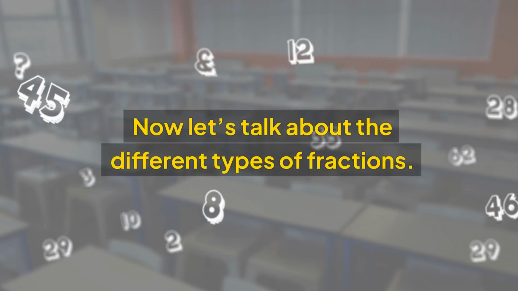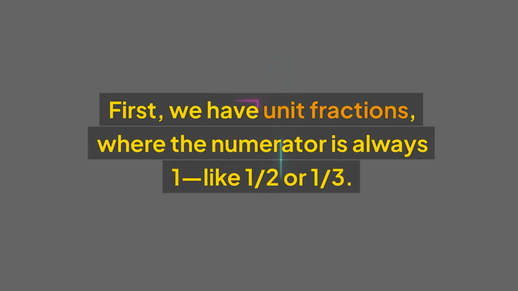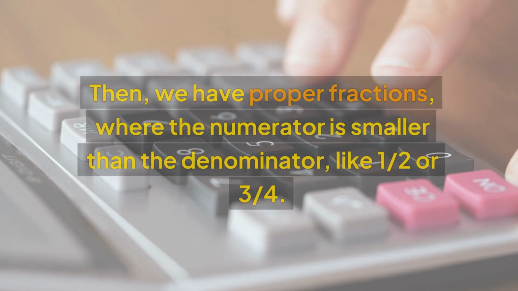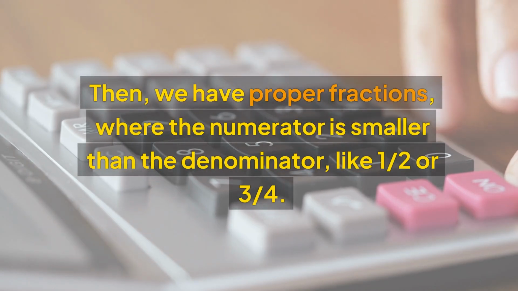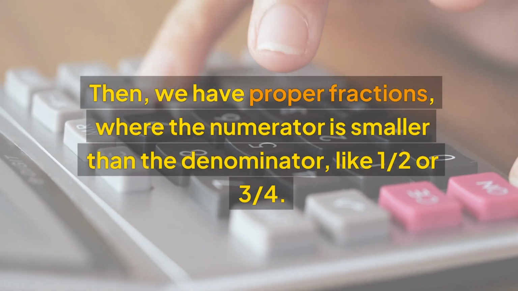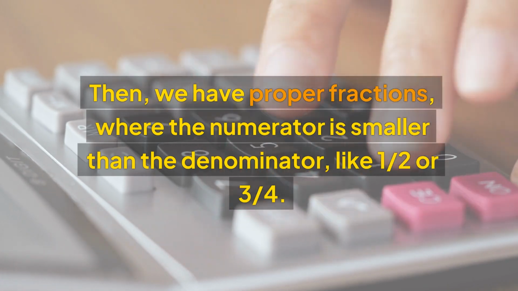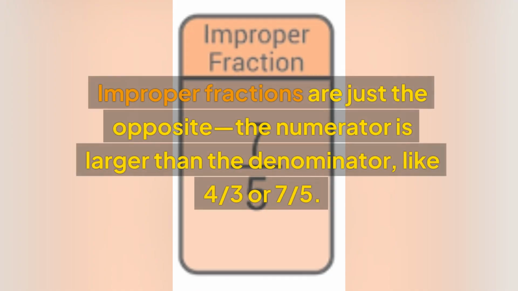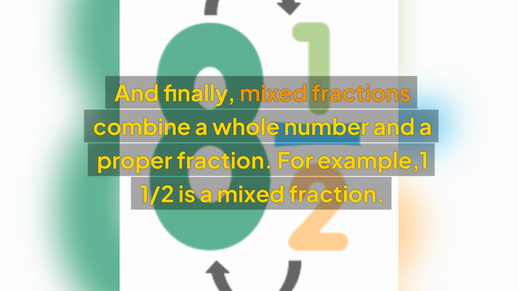Now let's talk about the different types of fractions. First, we have unit fractions, where the numerator is always 1, like 1 by 2 or 1 by 3. Then, we have proper fractions, where the numerator is smaller than the denominator, like 1 by 2 or 3 by 4. Improper fractions are just the opposite, the numerator is larger than the denominator, like 4 by 3 or 7 by 5. And finally, mixed fractions combine a whole number and a proper fraction. For example, 1 by 2 is a mixed fraction.